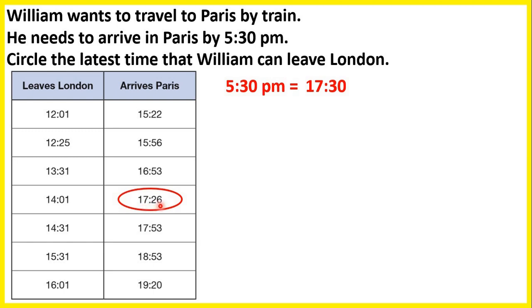But the question doesn't ask to circle the latest time that he can arrive in Paris. We're asked to circle the latest time that William can leave London. So we need to go to the left and circle this time here. So the latest time that he can leave London is 14:01, because that will arrive in Paris at 17:26, so before 17:30.